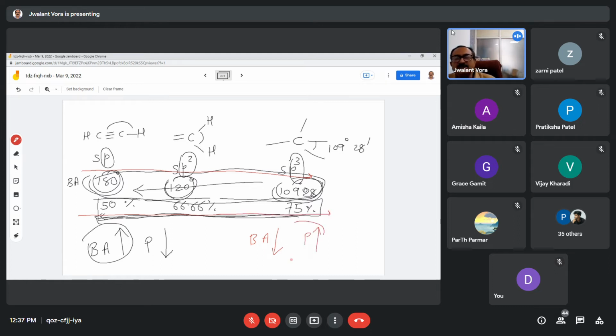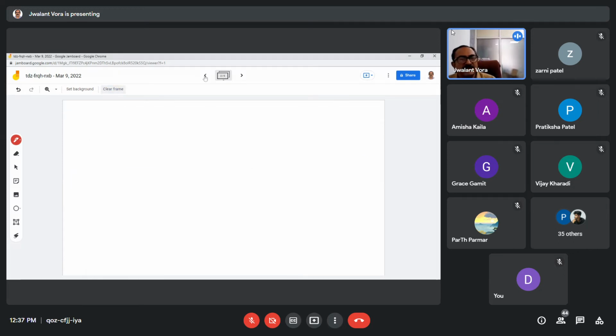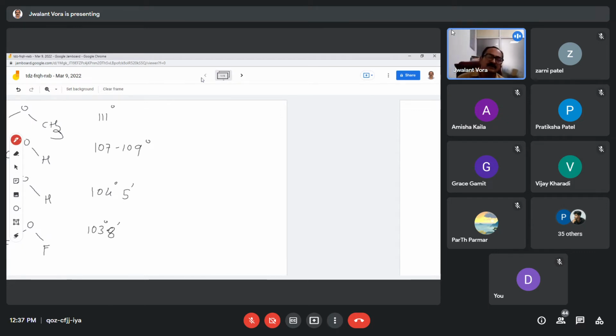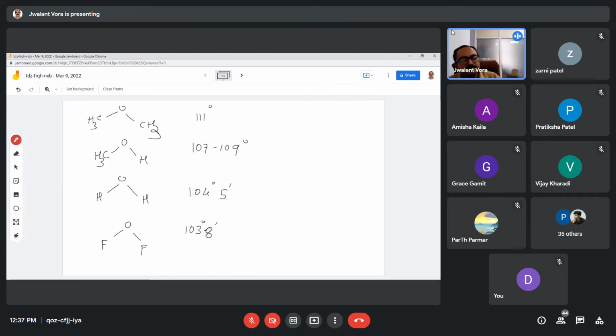So it is inversely proportional: bond angle and P character value, which is common with the sp, sp2, sp3 hybridization. Now let us see, in this particular case, the experiment that Henry Bent carried out on various molecules in which the number of bond pairs and lone pairs are identical. Oxygen difluoride.